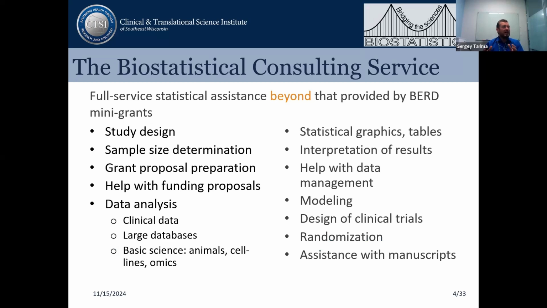Typically these 4 to 6 hours are not enough to do any substantial data analysis. So you can also get assistance from our Division of Biostatistics consulting group, for whatever goes beyond the basic 4 to 6 hours. That includes more comprehensive data analysis, grant writing, proposal preparation, data management, statistical modeling, design of clinical trials, and randomization.